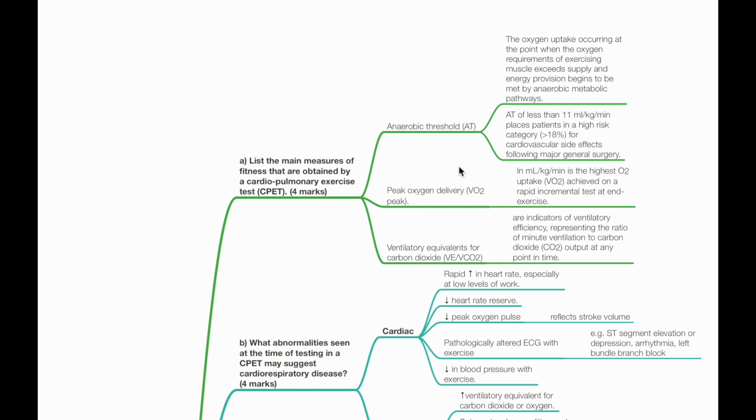This includes anaerobic threshold, peak oxygen delivery, VO2 peak, and ventilatory equivalents for carbon dioxide. AT is the oxygen uptake occurring at the point when the oxygen requirements of exercising muscle exceeds supply and energy provision begins to be met by anaerobic metabolic pathways. AT of less than 11 mL per kg per minute places patients in the high-risk category, more than 18%, for CVS side effects following major general surgery.